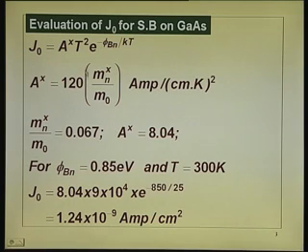Take the case of gallium arsenide, evaluation of J naught for a Schottky barrier on gallium arsenide, and we are talking of course of an N type substrate, because those are the materials used for making FETs in gallium arsenide. A star is 120 Mn star by M naught. For gallium arsenide, this ratio is equal to 0.067. The effective mass is very small. In fact, that is one of the reasons why the mobility is very high in gallium arsenide. When you substitute for that here, you get A star equal to 8.04.